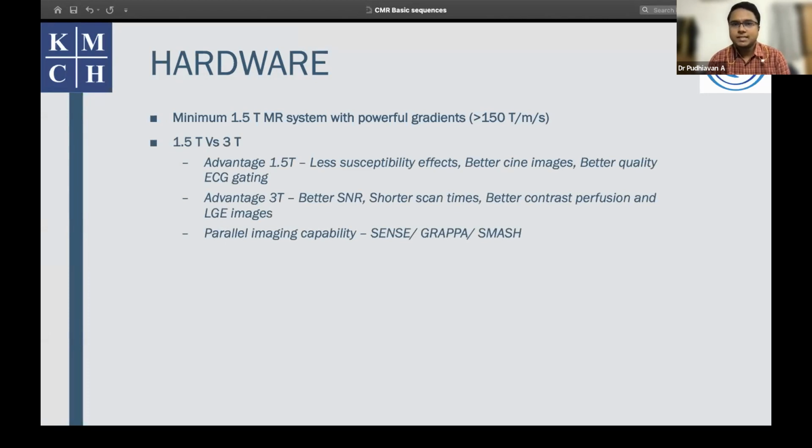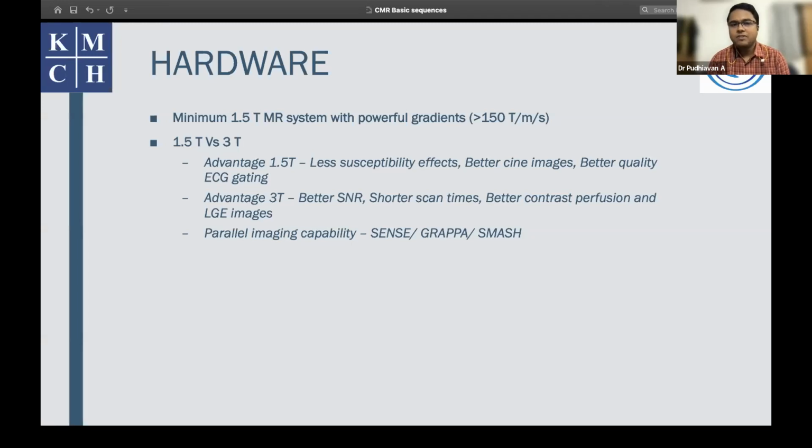Do you need a 3 Tesla system? As you all know, like in neuroimaging, a 3 Tesla system is always better than a 1.5 Tesla system because it gives a better quality scan every time. But is it the same with cardiac imaging also? It's not the case, because with the 3 Tesla system, there are both pros as well as cons of doing a cardiac MR with a 3 Tesla system.